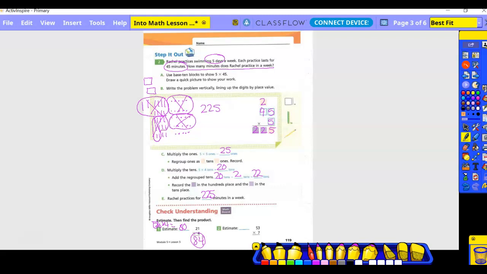Estimate 50 or 60? 50. 50 times 7 equals, put 5 in a box. 5 times 7 is what? 35, and then add a 0. Okay, working my ones first. 7 times 3 is 21. So I'm going to put a 1, and I'm going to carry my 2. 7 times 5 is, plus 2 is 37. So it's 371, close to 350. Yep, so it's probably reasonable.